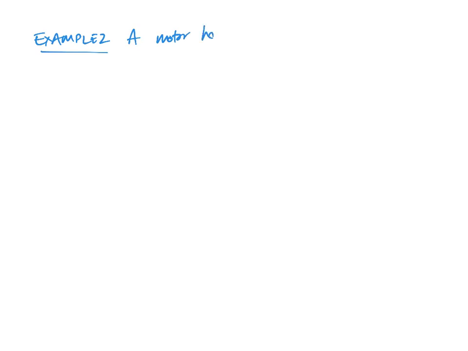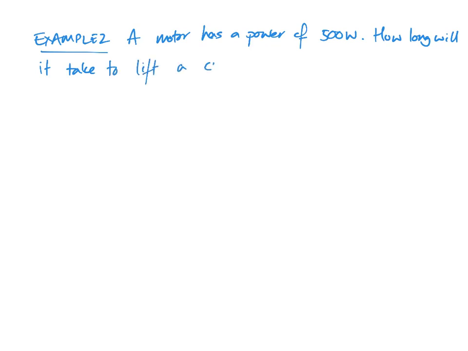So a motor has a power of 500 watts. How long will it take to lift a crate so that it has 240,000 joules of potential energy.